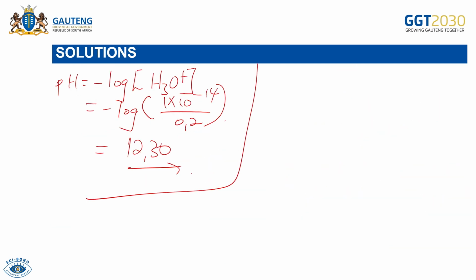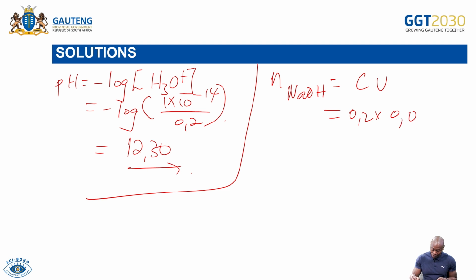So the number of moles of sodium hydroxide, we are given concentration and volume. So it's CV, from C equals n over V, right? So the concentration is 0.2, times 0.025. Why 0.025? It's because the volume that neutralizes hydrochloric acid is 25 cubic centimeters. So I'm having 0.2 times 0.025. So here the number of moles is 0.005 mole. So these are the number of moles of sodium hydroxide that are needed to neutralize the excess hydrochloric acid.